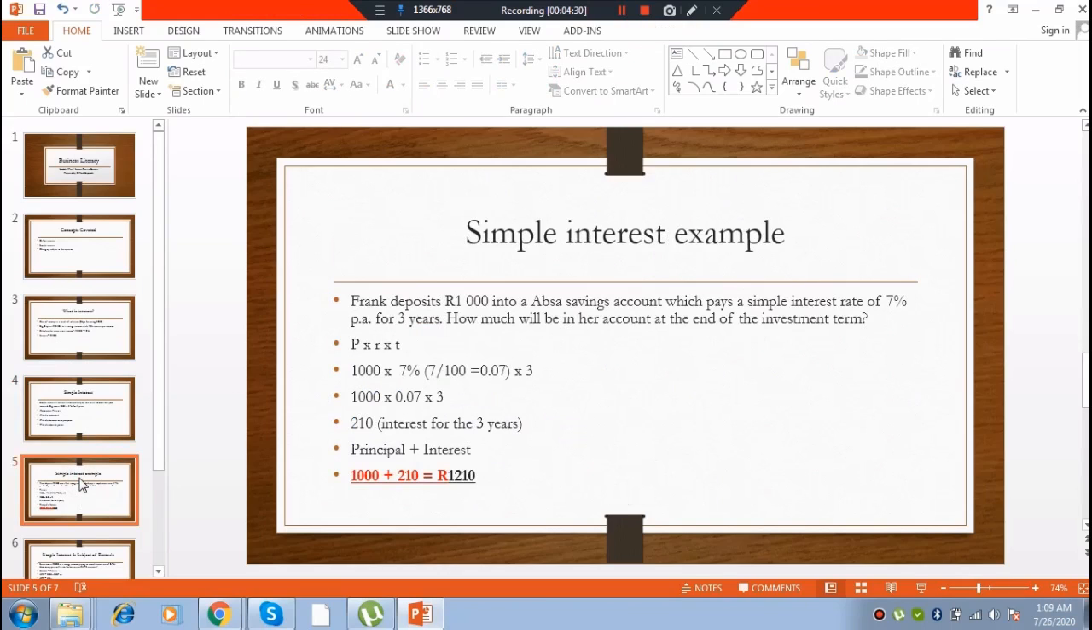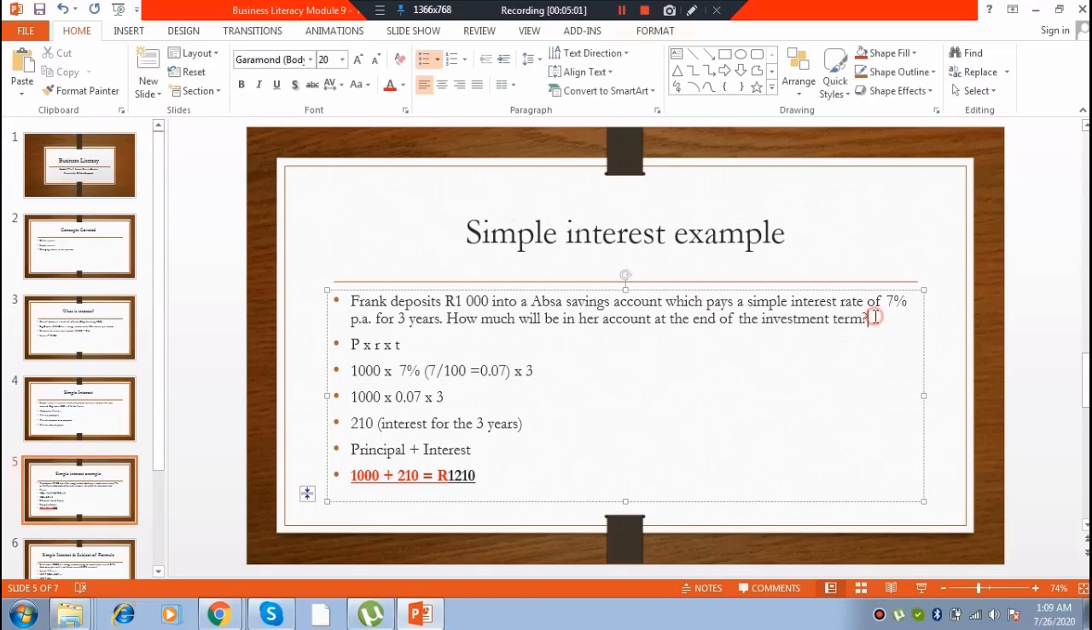So, a simple interest example. Let's say Frank deposits 1,000 into an ABSA savings account, which pays a simple interest rate of 7% per annum for 3 years. How much will be in her account at the end of the investment? That doesn't ask how much interest is earned per year, so they want to know how much will be there at the end of the investment term.